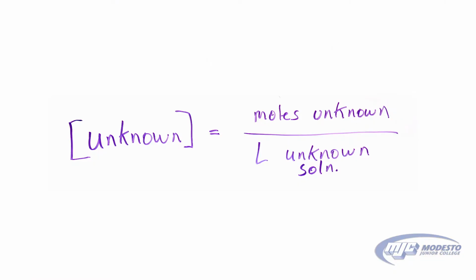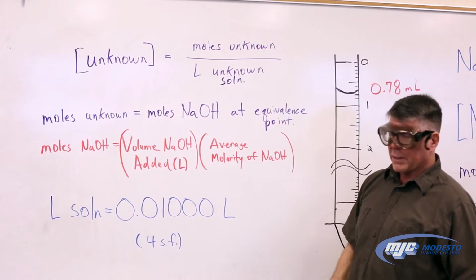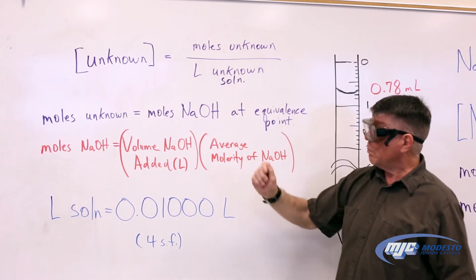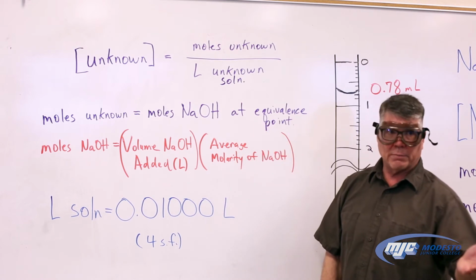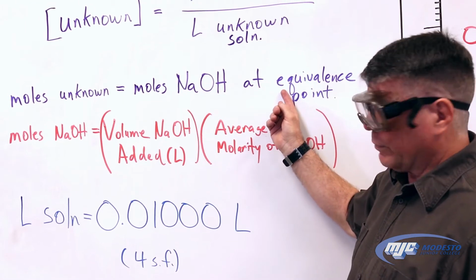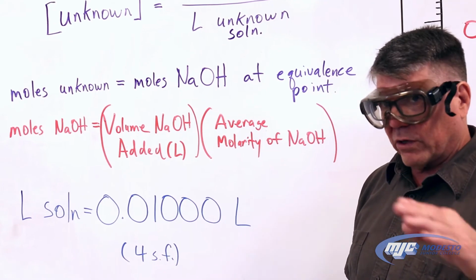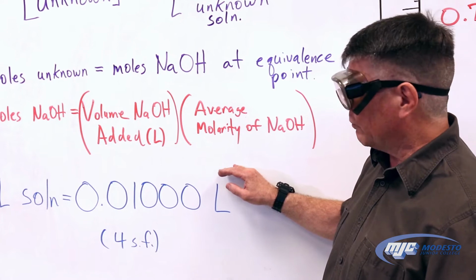So the concentration or molarity of our unknown is equal to the moles of our unknown over the liters of our unknown solution. Well, to get the top part, the moles of our unknown, because it's a 1-to-1 mole ratio, we know that the moles of our unknown acid is equal to the moles of sodium hydroxide added at the equivalence point. Well, we know how we're going to determine the equivalence point. That's with our indicator. To get the moles of sodium hydroxide at our equivalence point, we calculated in the first part our average molarity, because in the first part we do that titration 3 times, take the average, and that's what we're going to say is the concentration or molarity of our sodium hydroxide solution.